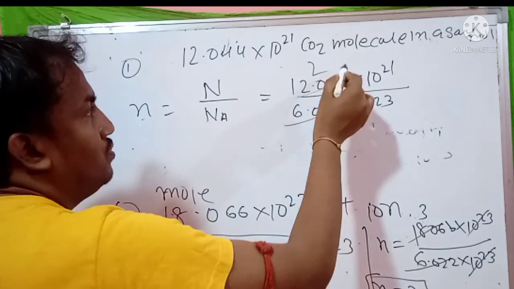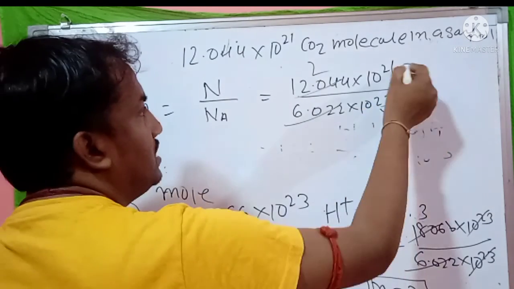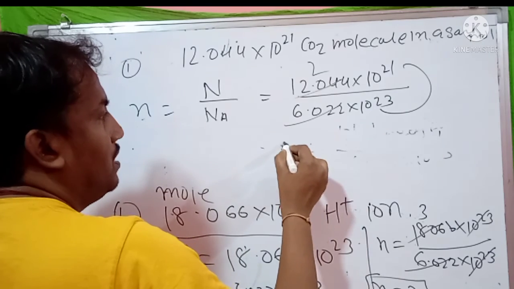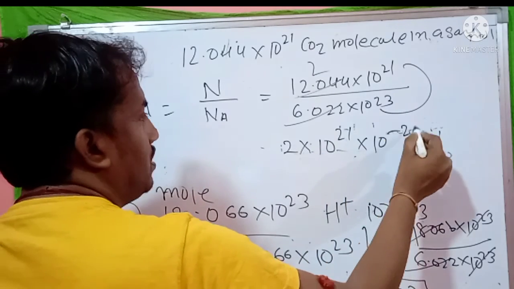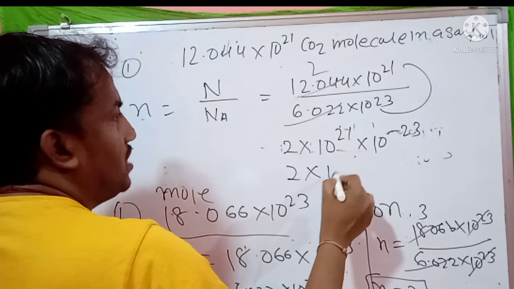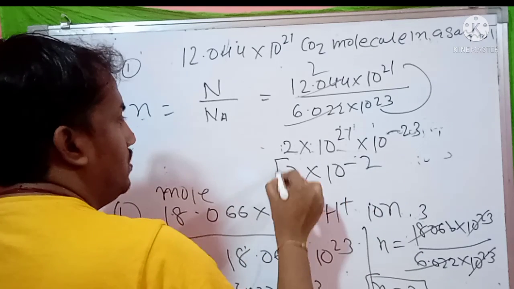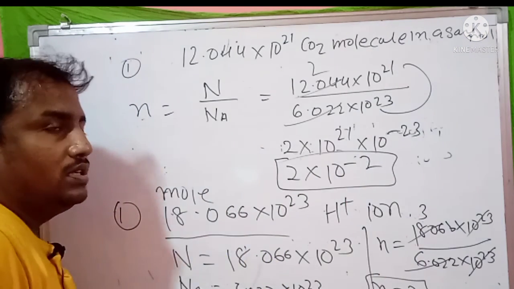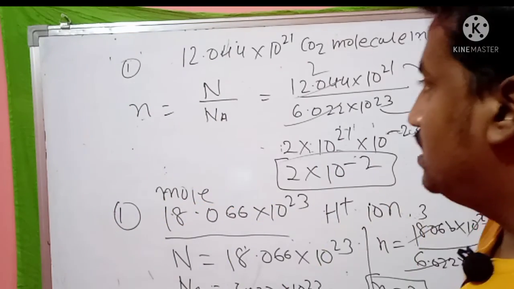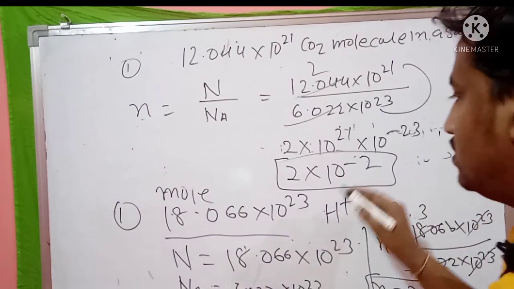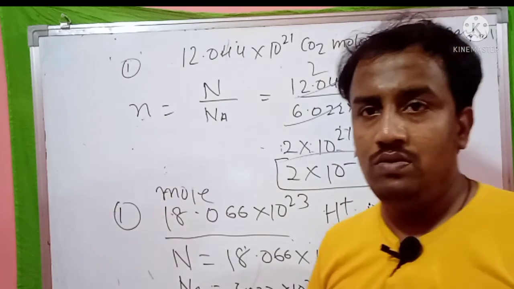Here 6 comes out 2 times, giving 2 into 10 raised to the power 21 divided by 10 raised to the power 23. So it comes out as 2 into 10 raised to the power 21 minus 23, which is 2 into 10 raised to the power minus 2, and that is our answer. So in the room the number of moles of CO2 is 2 into 10 raised to the power minus 2.